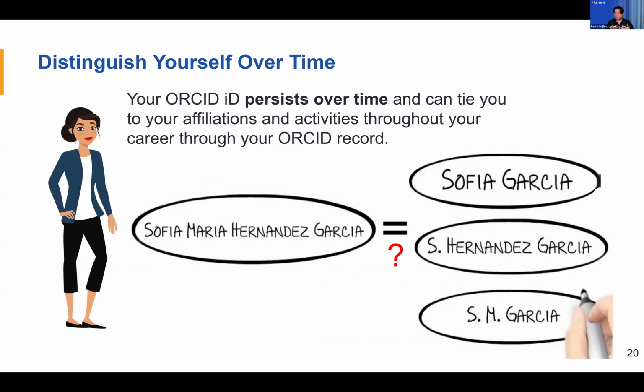Myself included, I do too. I use my full name. Sometimes I have my middle initial in. Sometimes I spell out my middle name. So the different variations of my name are included in my ORCID record, and all of those different variations point to the same researcher. So all of them point to myself. So it really persists over time.